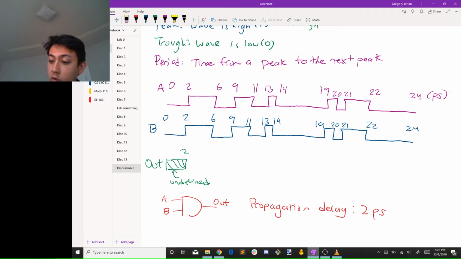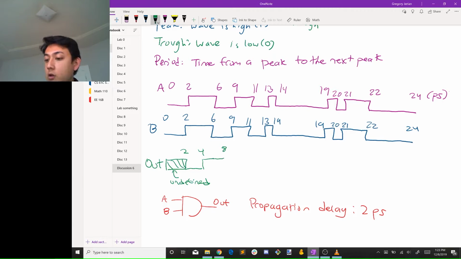Okay, so let's go 2 picoseconds here to 4. And now we switch, because we look at our inputs. Now our inputs are both high, right? So if our inputs are both high, that means that our output is now high because 1 and 1 is 1. So now we're going to go high until 8, because it's high for 4 picoseconds. So we need to go high for 4 picoseconds over here.